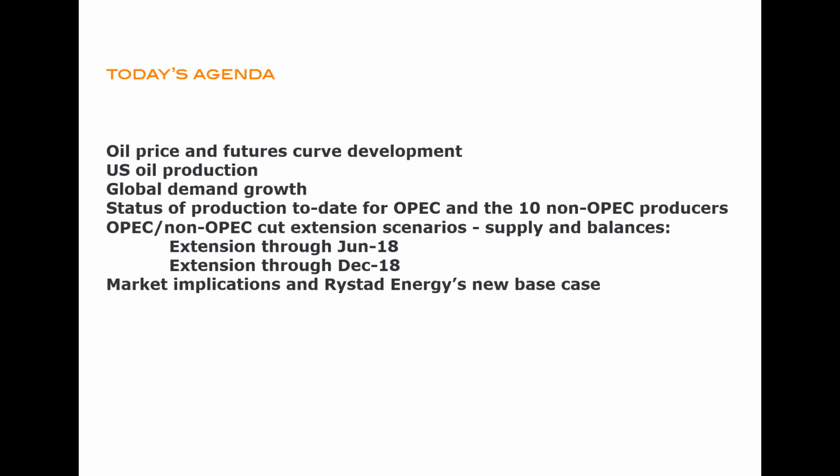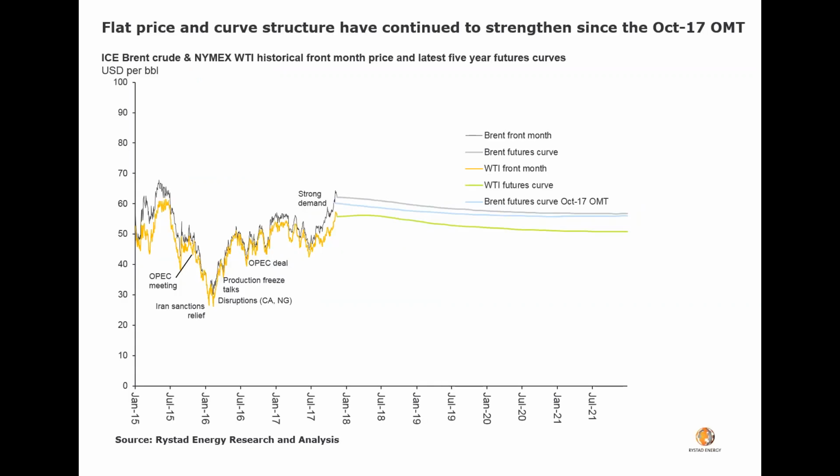We will then go through two scenarios, one showing an extension of the OPEC cuts through June 2018 and the second showing an extension of the cuts through December 18. What that means for production and how we view worldwide global balances over the course of 2018 as a result. At the end, we will state what we think OPEC is most likely to do versus what the market would like to see and how we think it will affect price going into next year, and then relay our new base case price strip.